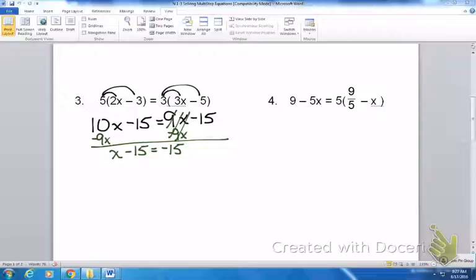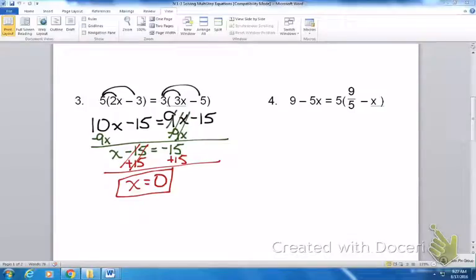Now we just need to get x by itself when we're finished. I have x minus 15, so to get rid of the minus 15, I have to add 15 to both sides. I have x left on this side. The 15s cancel, and negative 15 plus 15 gives me 0. So guys, getting 0 is perfectly fine. You can have answers where x equals 0, so don't panic if that happens. So our answer on this one is 0. Let's move on to number 4.